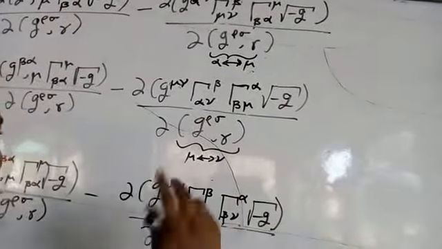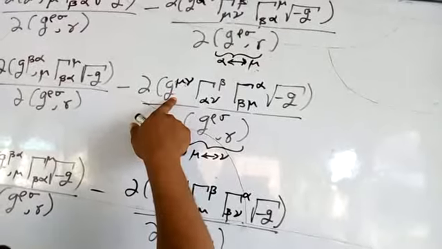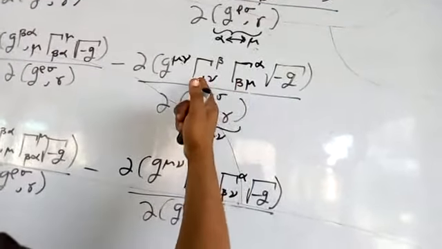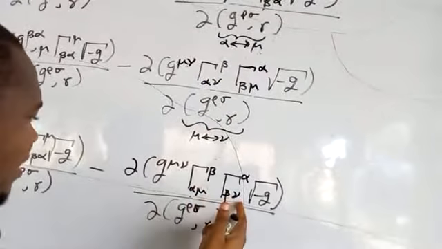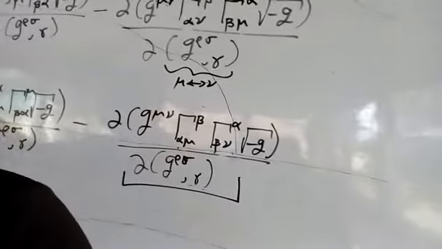Now, this time around, I perform an interchange between mu and nu. The metric tensor here remains the same. And if I perform that, the mu here comes here and the nu comes over here. And this is what I have. And this time, as you can see, is just the same as what we had on the left-hand side.